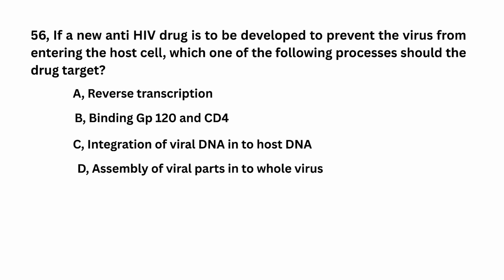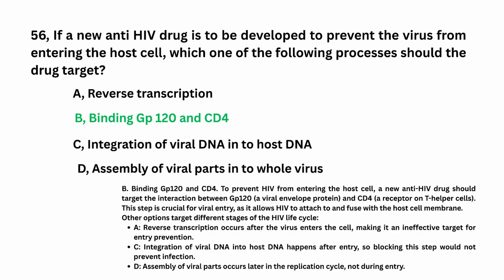If a new anti-HIV drug is to be developed to prevent the virus from entering the host cell, which one of the following processes should be the drug target? Reverse transcription, binding GP120 and CD4, integration of viral DNA into host DNA, assembly of viral parts into whole virus. Binding GP120 and CD4 is the answer.